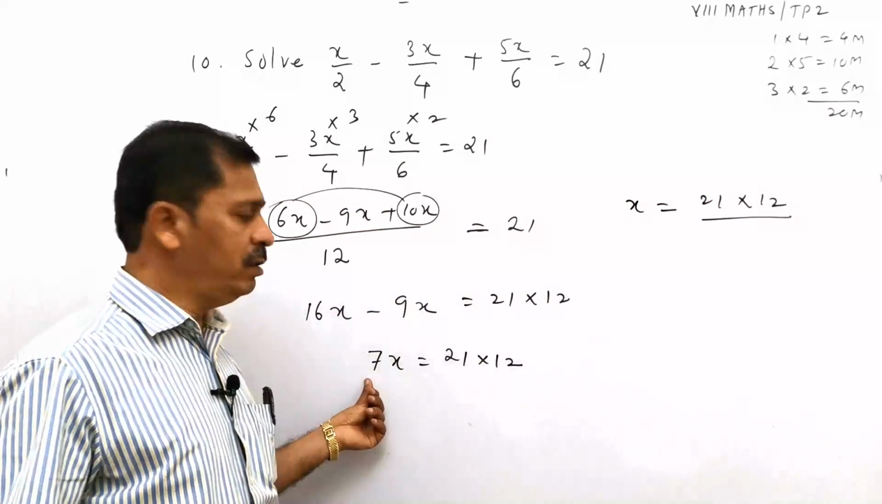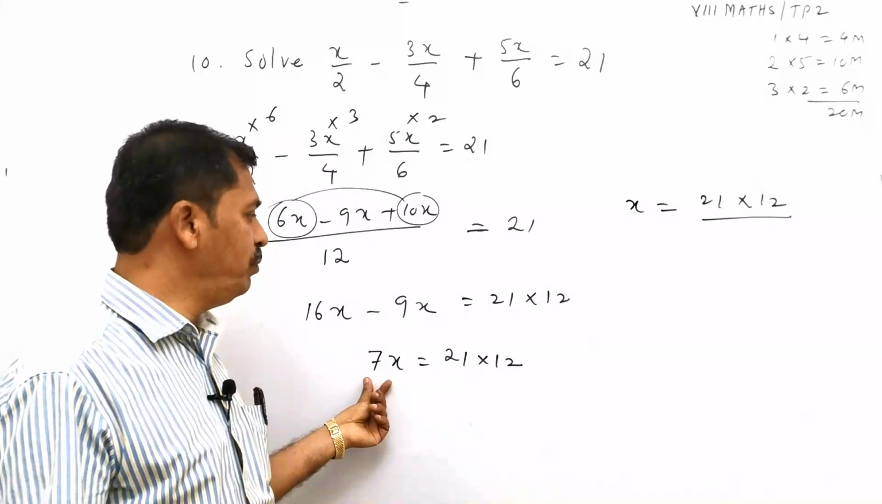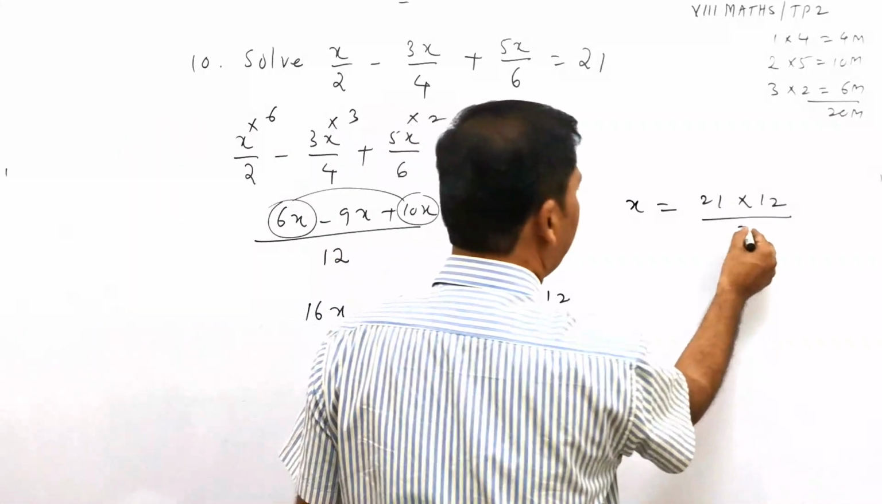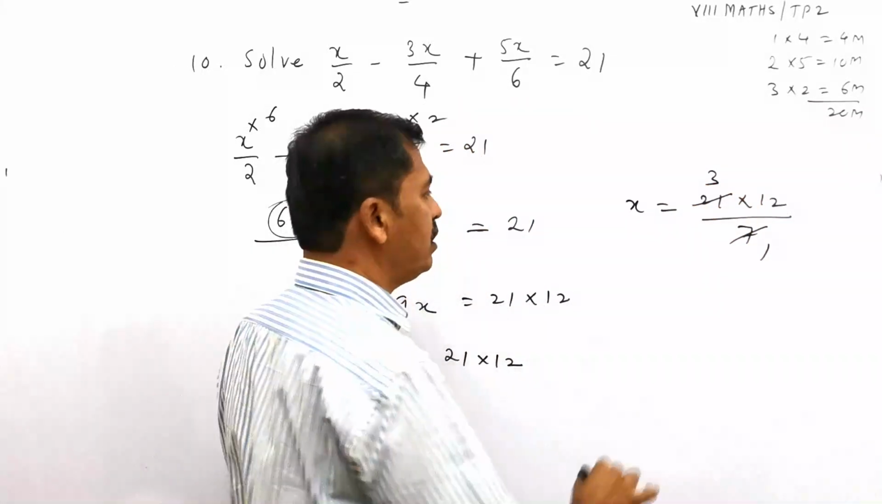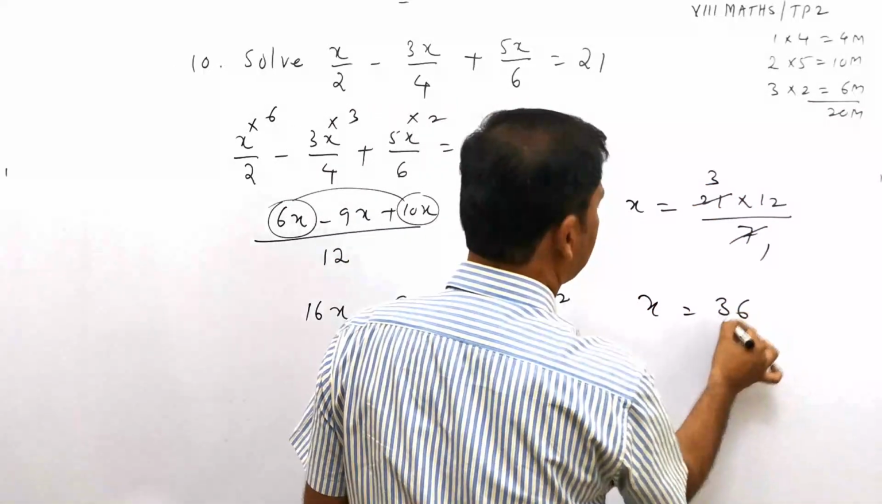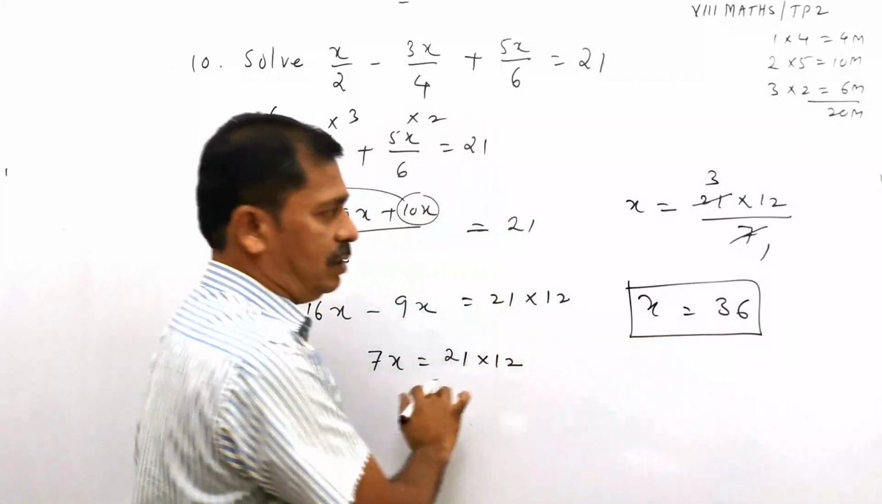Shift 7 to that side, as it is a multiplication, if you shift to that side it becomes division, divided by 7. 7 1s are 7, 7 3s are 21. So the answer is x is equal to 36. So 36 is the answer for this question.